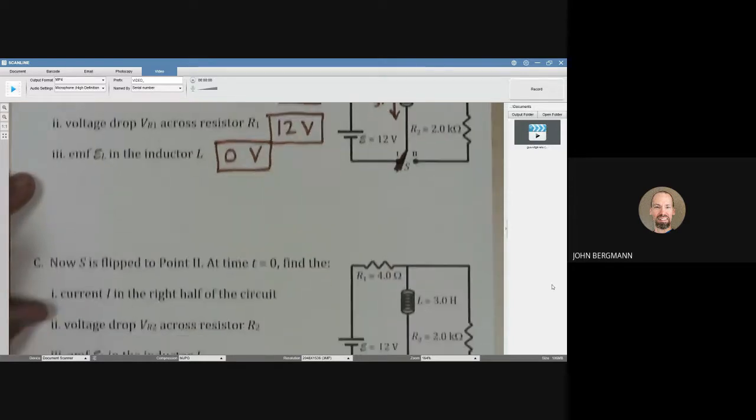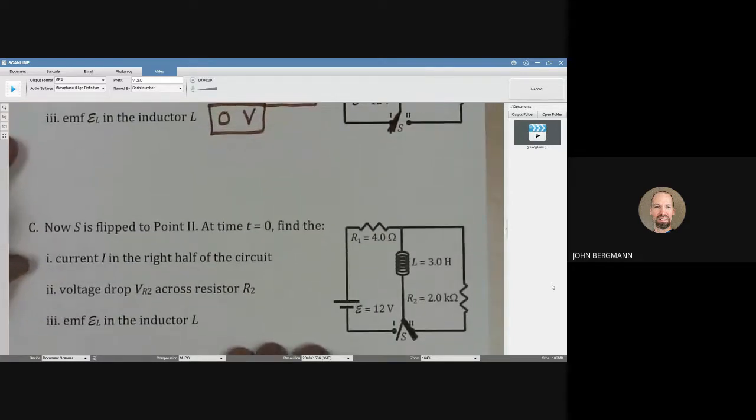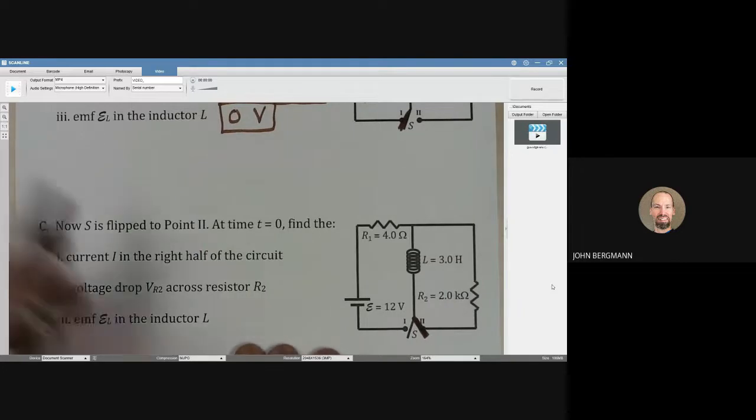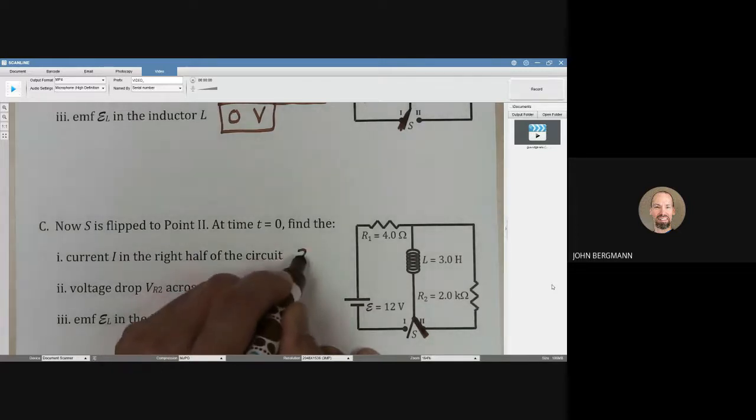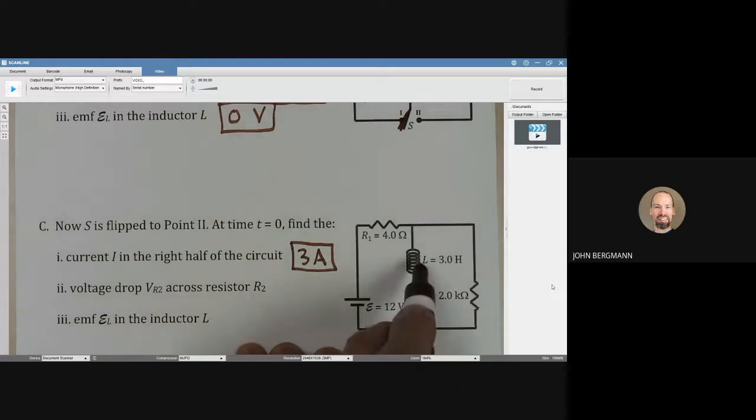But as soon as we flip over to point 2, now the battery isn't providing oomph anymore, and this inductor, suddenly there's no push to keep that current going, and so the current is going to try and drop. But the inductor, remember, doesn't like that. The inductor is going to keep that current going for that first instant. We're going to have 3 amps going around the right side of the circuit.